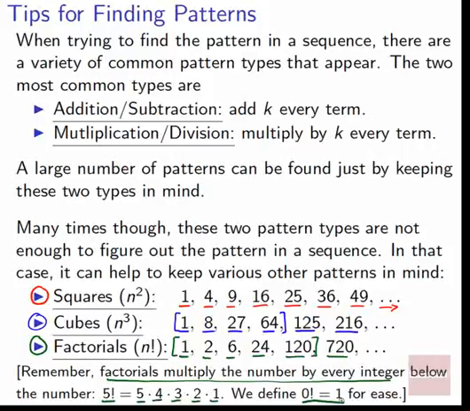Try not to get worried about that not making sense compared to how the other ones work out. It actually sort of makes sense, but it's better to just memorize that 0 factorial equals 1. That one will come up occasionally.